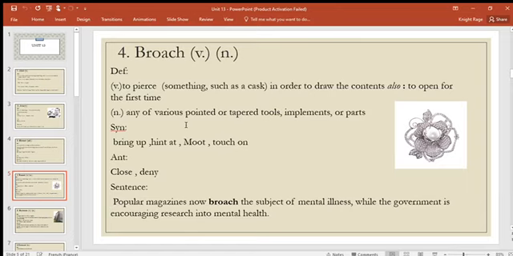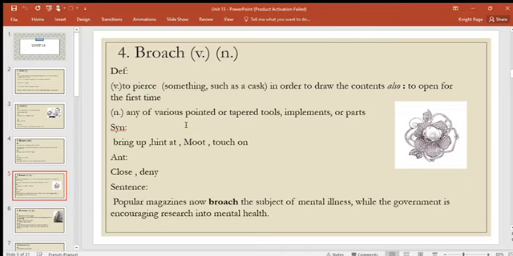Okay, as I told you, the first meaning in the first context, it means to pierce or penetrate something, to extract the content, like to open a bottle or a barrel in order to drink its content. And here the synonym is break. Second context, to begin a discussion. For example, during the interview, the reporter had the nerve to broach the topic of the actor's failed marriage.